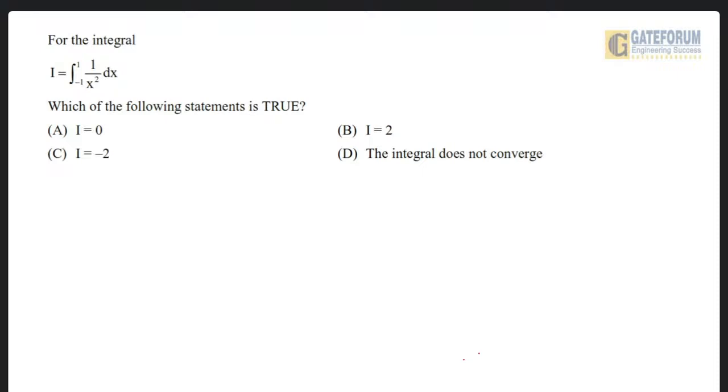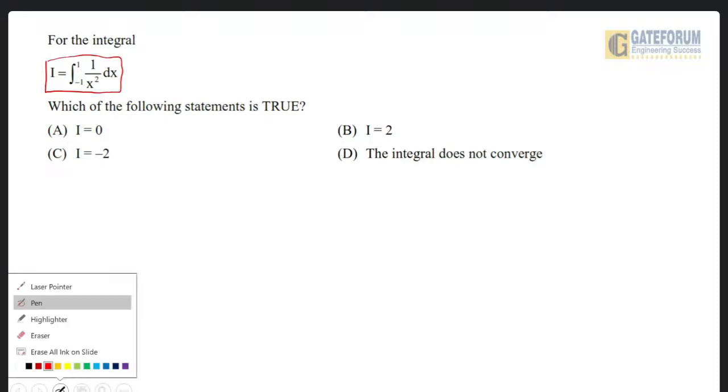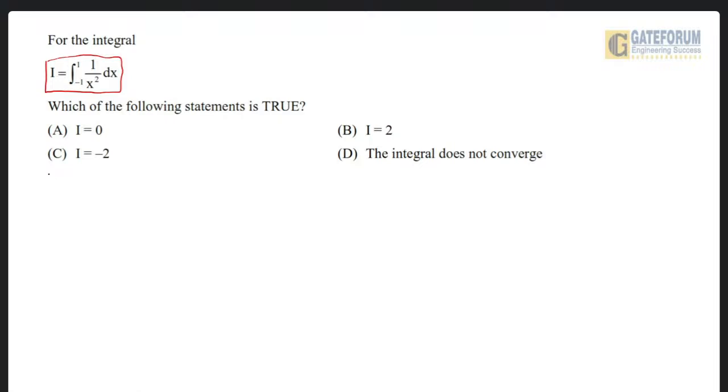The question is, for the integral I is equal to integral from minus 1 to 1 of 1 upon x square dx, which of the following statements is true? ABCD, four options given. This is from engineering mathematics, from the topic calculus, and subtopic integration, definite integrals.